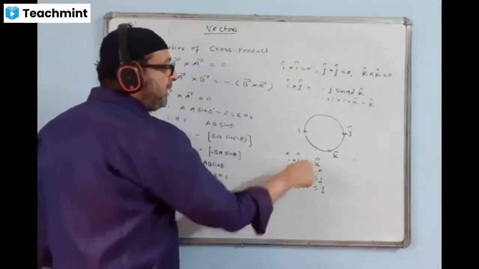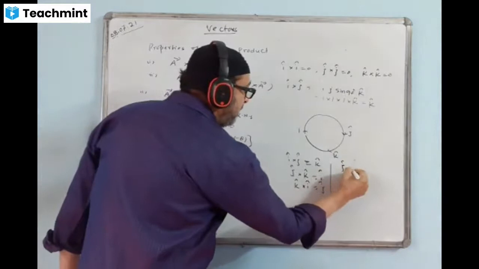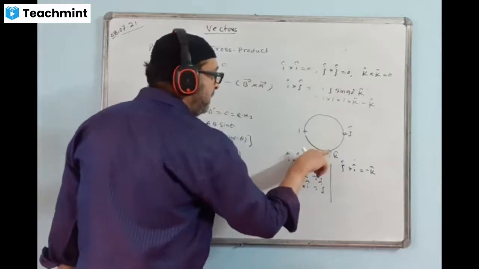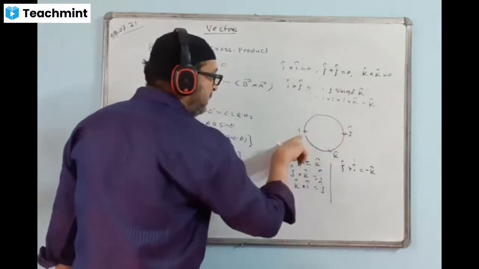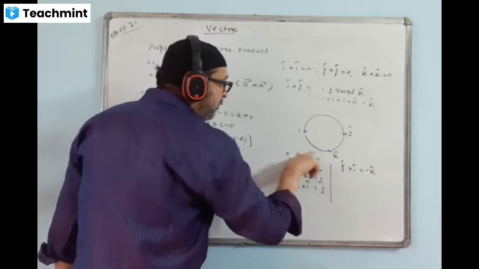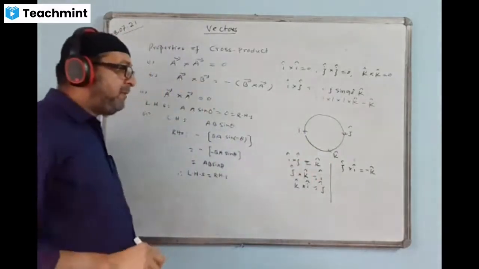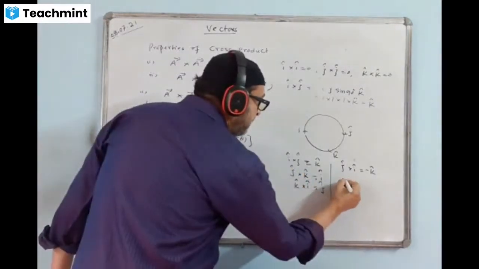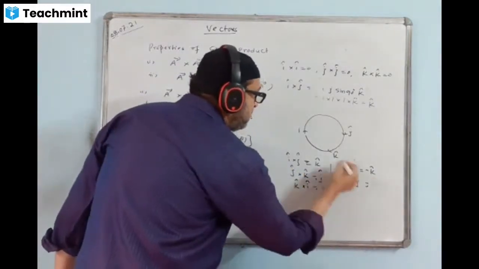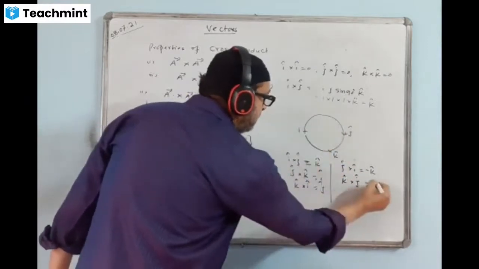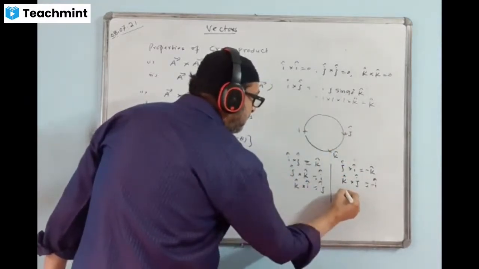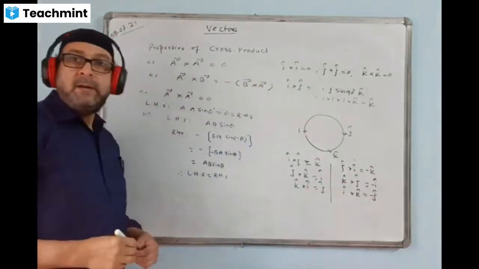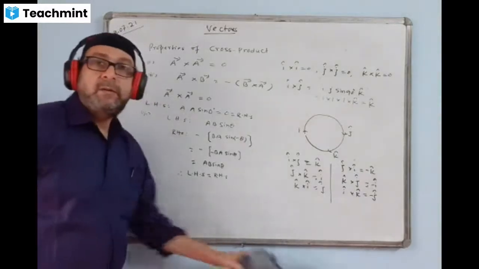Similarly, j cross i will be equal to minus k. When you reverse the order, like the anticlockwise direction, it becomes minus k. k cross j will be equal to minus i. i cross k will be equal to minus j. So that way the sign gets changed and becomes minus. If you interchange, it becomes k cross j, that is, you are doing the opposite. So now we'll do some questions on that.